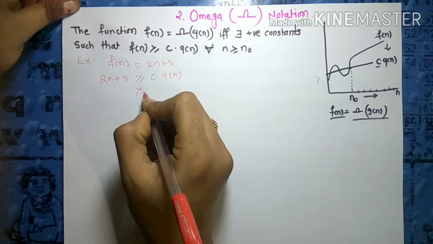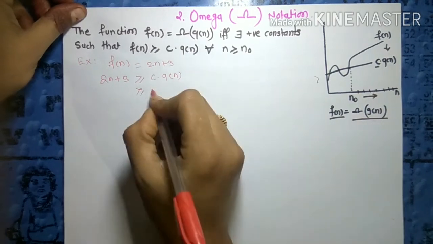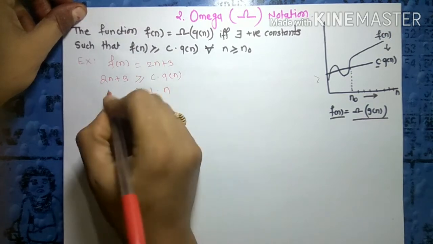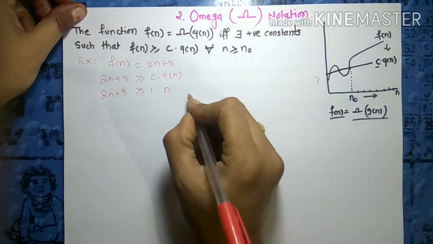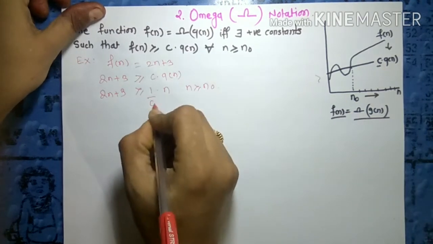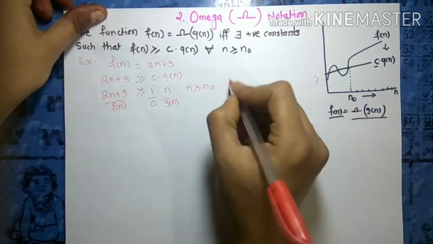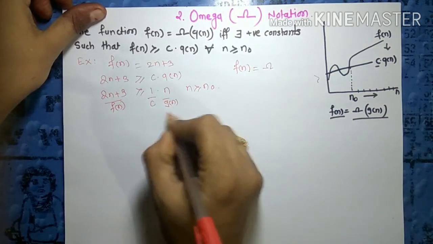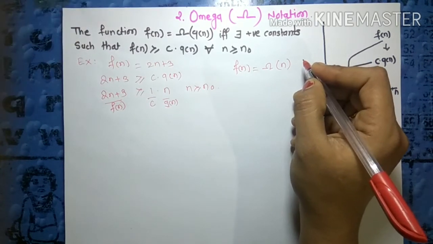Means we have to search for a value which is less than f of n. Let's put the constant 1 for n here: 2n plus 3 should be greater than 1n for all n greater than n0. So for the value 1, this is c, this is g of n, and this is f of n. So we will say here that f of n is equal to omega of g of n, so omega of n here. Then it will be true.